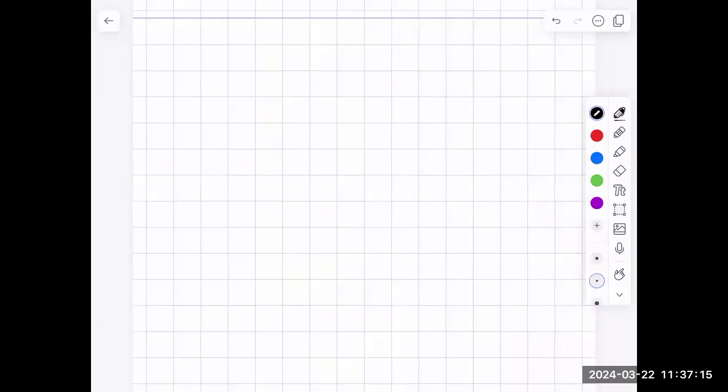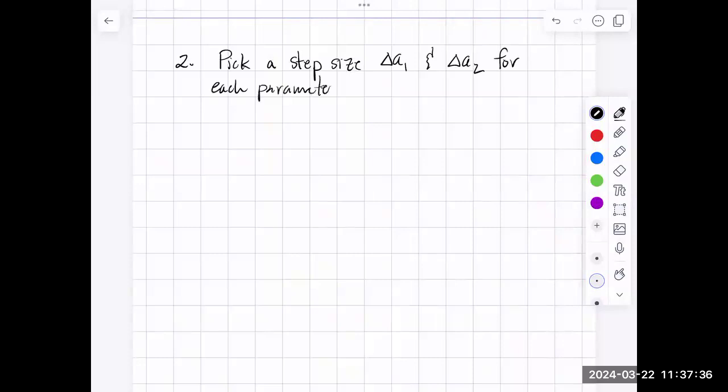Okay, so step 2 is to pick a step size, say delta A1 and delta A2, for each parameter. So we're going to go from, say, A1 minimum, and then the next value in our range will be A1 minimum plus delta A1, and the next value would be A1 minimum plus 2 delta A1, and you continue like this until you get to A1 maximum.